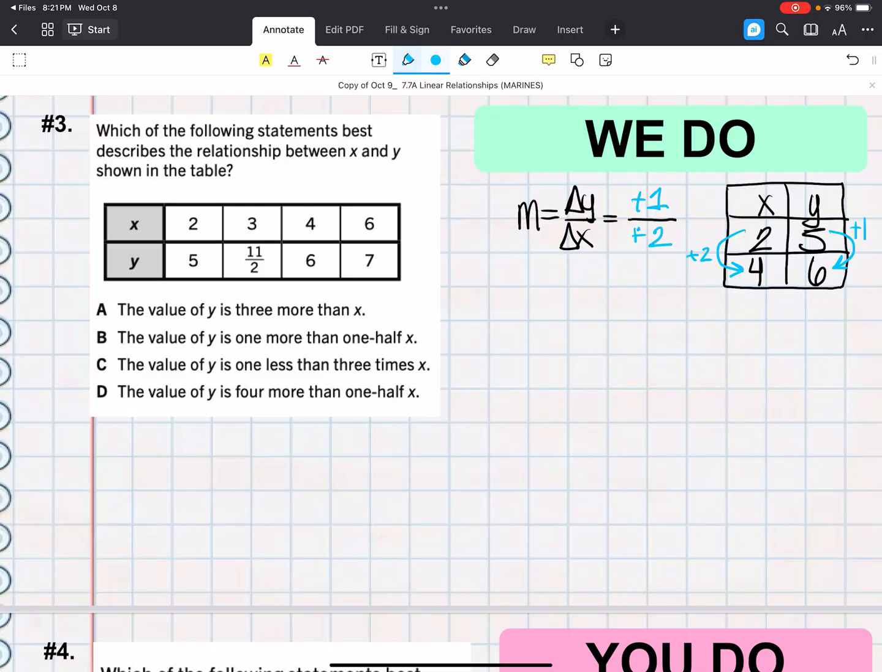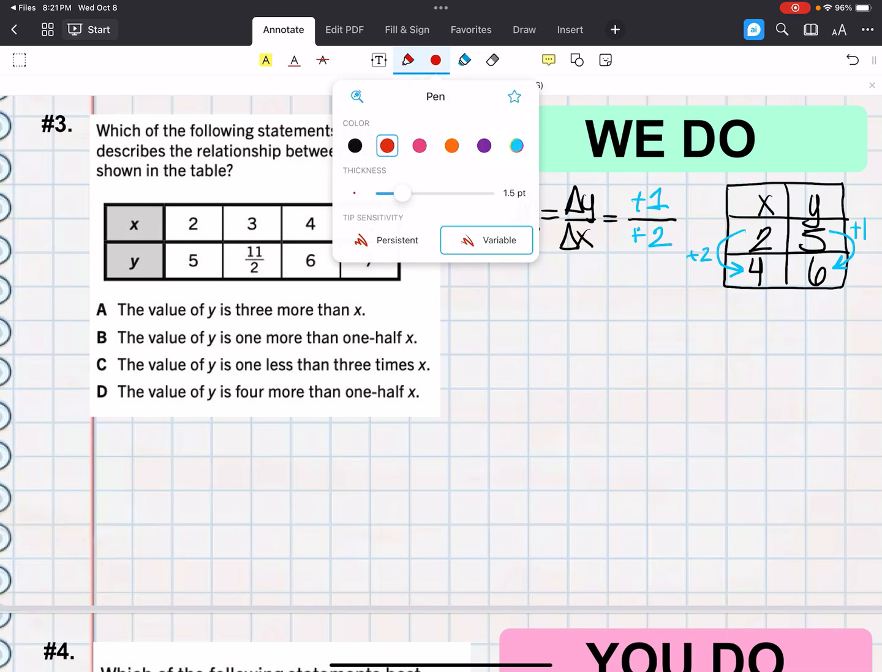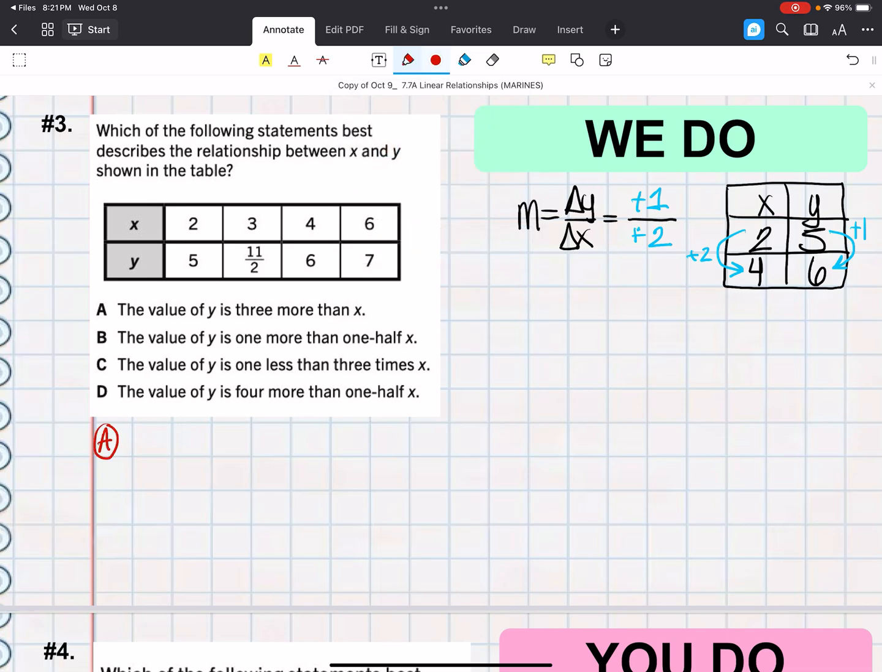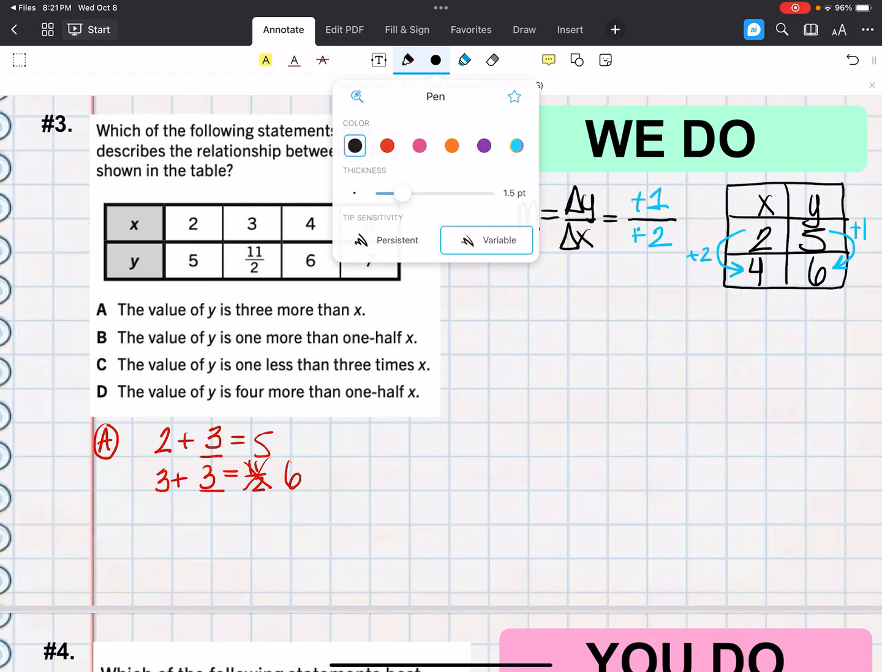Now let's look at our answer choices. Answer choice A is saying the value of Y is 3 more than X. Well, for A, it is true for the first ordered pair. But then when you look at the second ordered pair, if I add 3 plus 3, am I going to get 11 over 2? No, I'm not. I'm going to get 6. So we can move on to B.